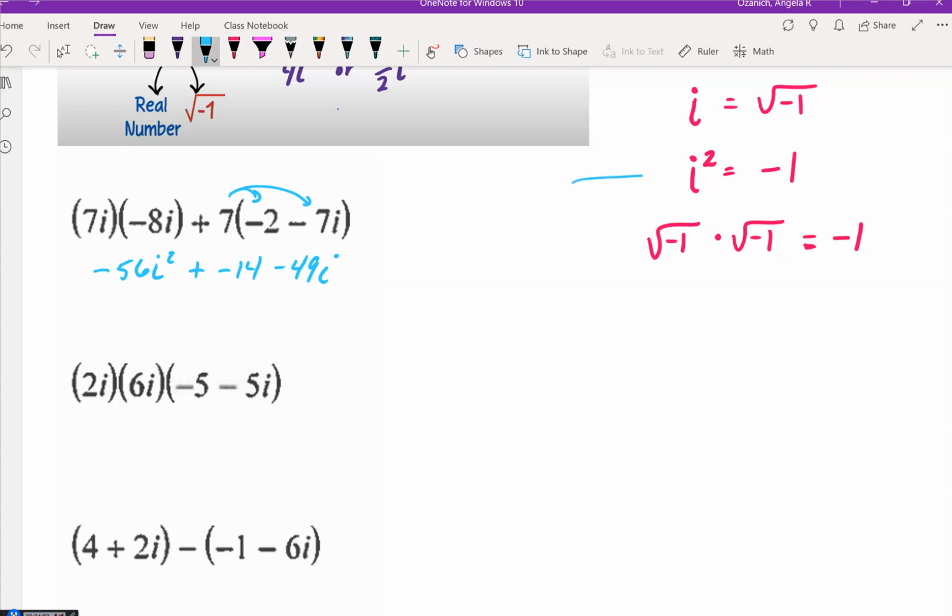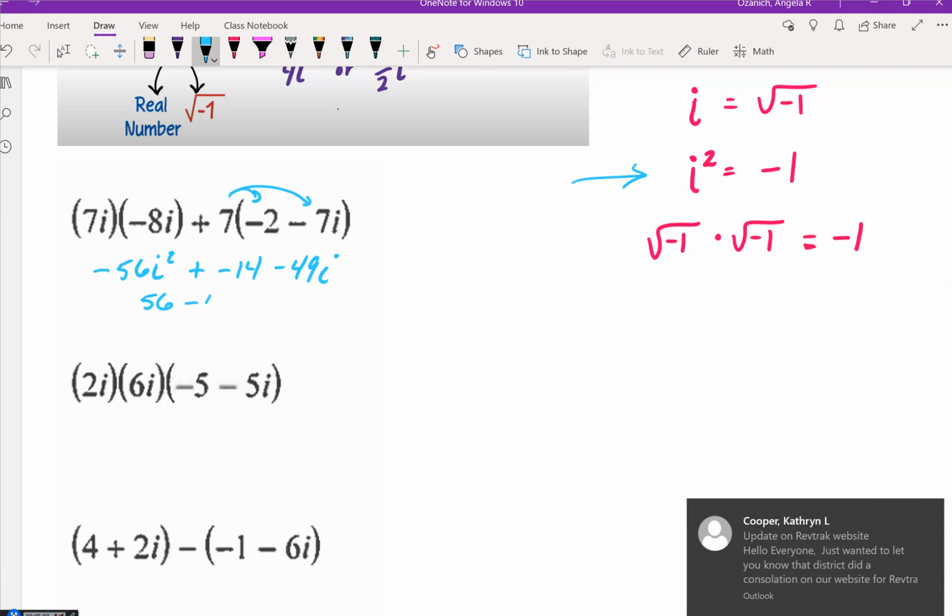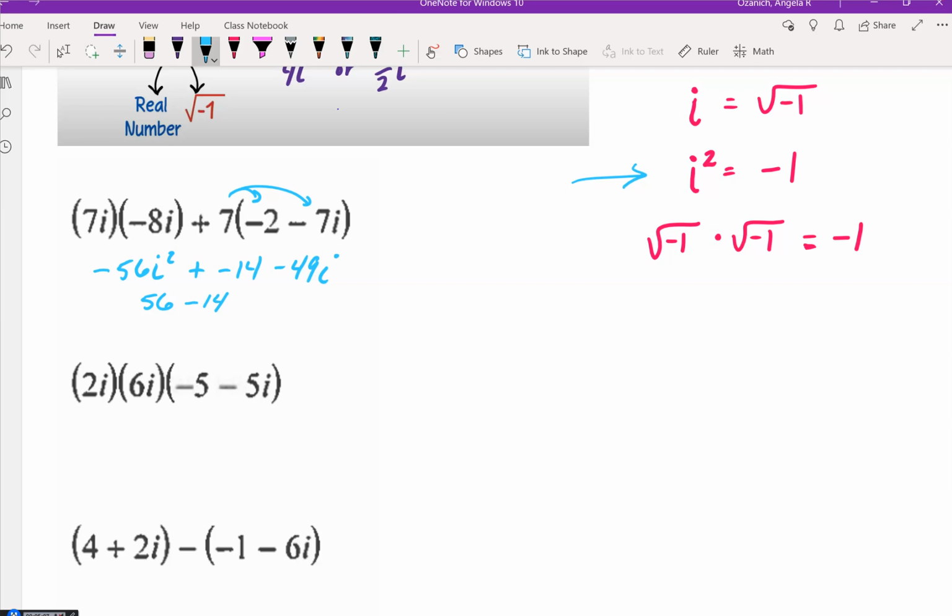And one of the things as you continue to simplify that you want to remember is that this i squared, what is i squared equal to? That's right, it's equal to a negative 1. So this negative 1 times my negative 56 becomes a positive 56 minus 14, minus 49i. So it looks like my result here is going to be 42 minus 49i. And that is my complex number that is the solution to my problem there.